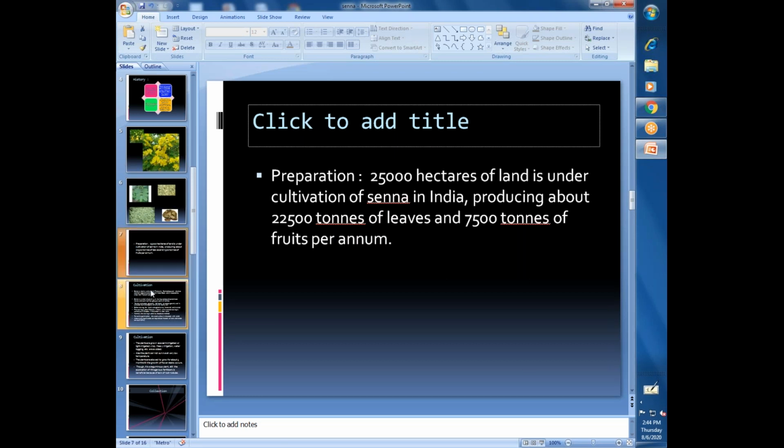So when it comes to the cultivation, over 25,000 hectares of land is under the cultivation of Senna in India. It produces around 22,500 tons of leaves and 7,500 tons of fruits per annum. So this 25,000 hectares of land will yield so much of leaves and fruits per year.